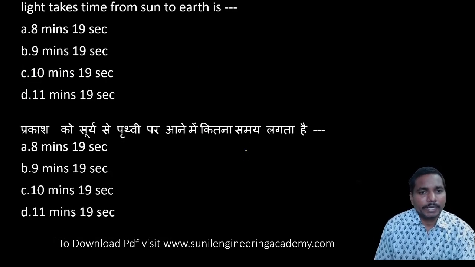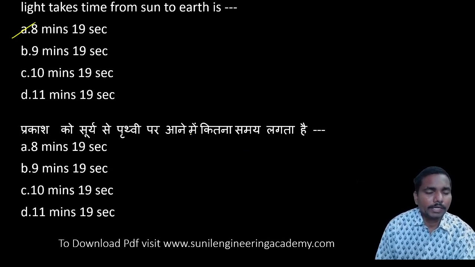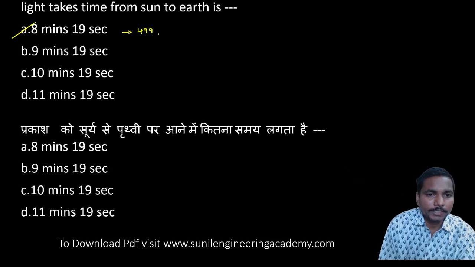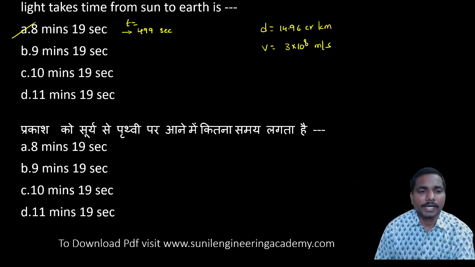Light takes how much time from sun to earth? It takes 8 minutes 19 seconds, that is 499 seconds. We know the distance between sun and earth is 14.96 crore kilometer. And the speed is 3 into 10 power 8 meter per second approximately. So then what is the time? Time is 8 minutes 19 seconds.